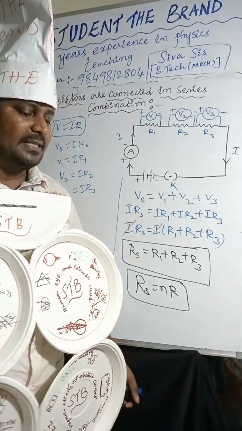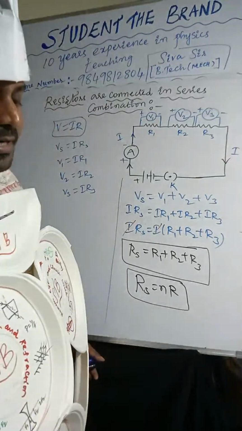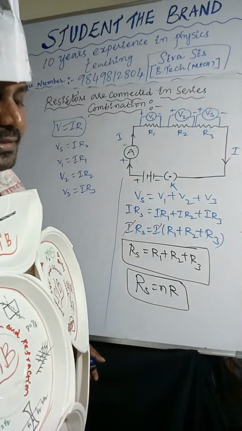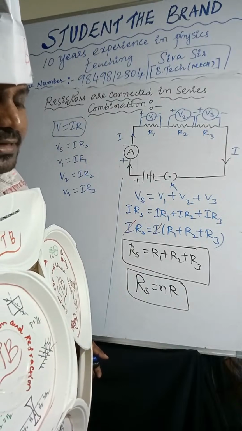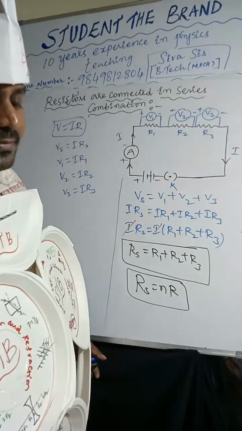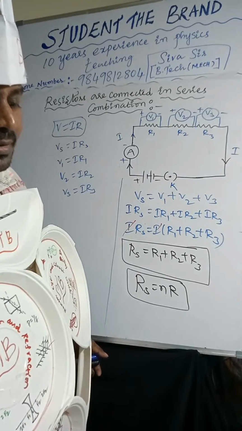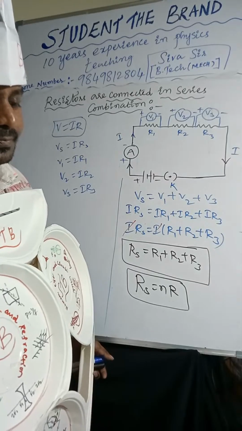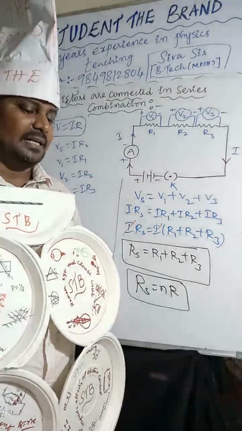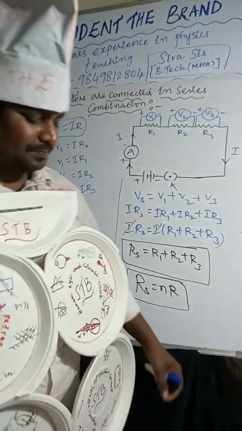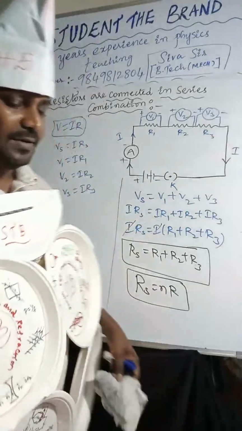Resistors connected in series combination is completed. Now we will discuss resistors connected in parallel combination. How will it be? Just check once.